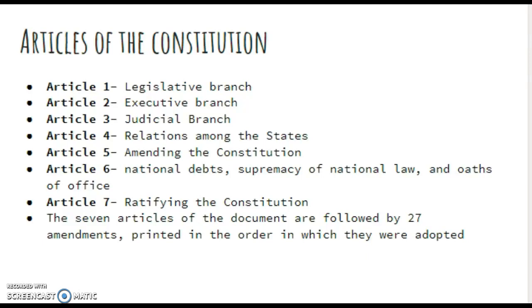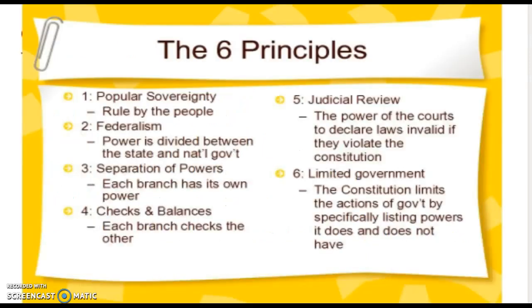The executive branch enforces the laws. This is where you will see the president and vice president. And the judicial branch interprets the law. This would be like the Supreme Court. The seven articles of the document are followed by 27 amendments printed in the order in which they were adopted. And obviously, the first ten are the Bill of Rights.